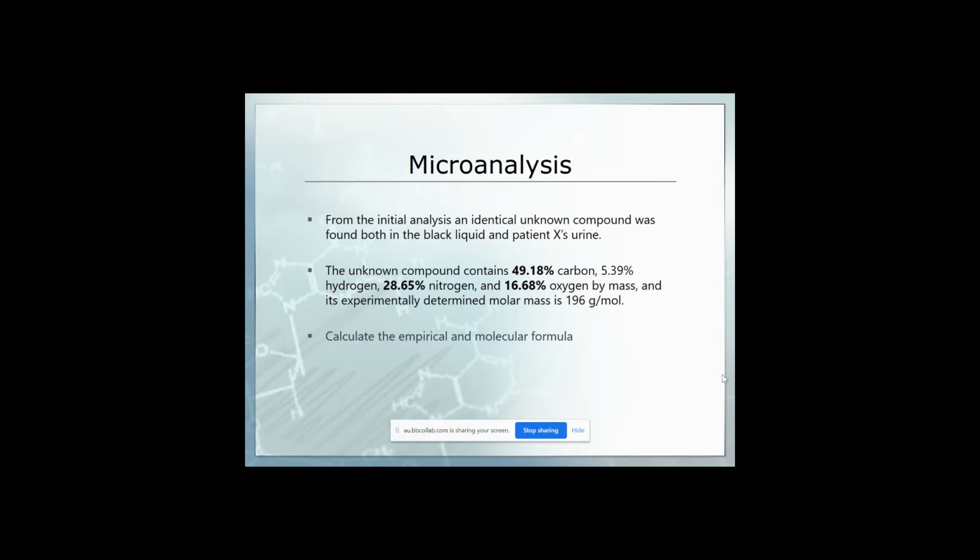So we know from this that the unknown compound contains 49.18% of carbon, 5.39% of hydrogen, 28.65% of nitrogen, and 16.68% of oxygen. And this is done by mass, so it's mass percentage. The other part that they found was that they experimentally determined the molar mass to be 196 grams per mole.